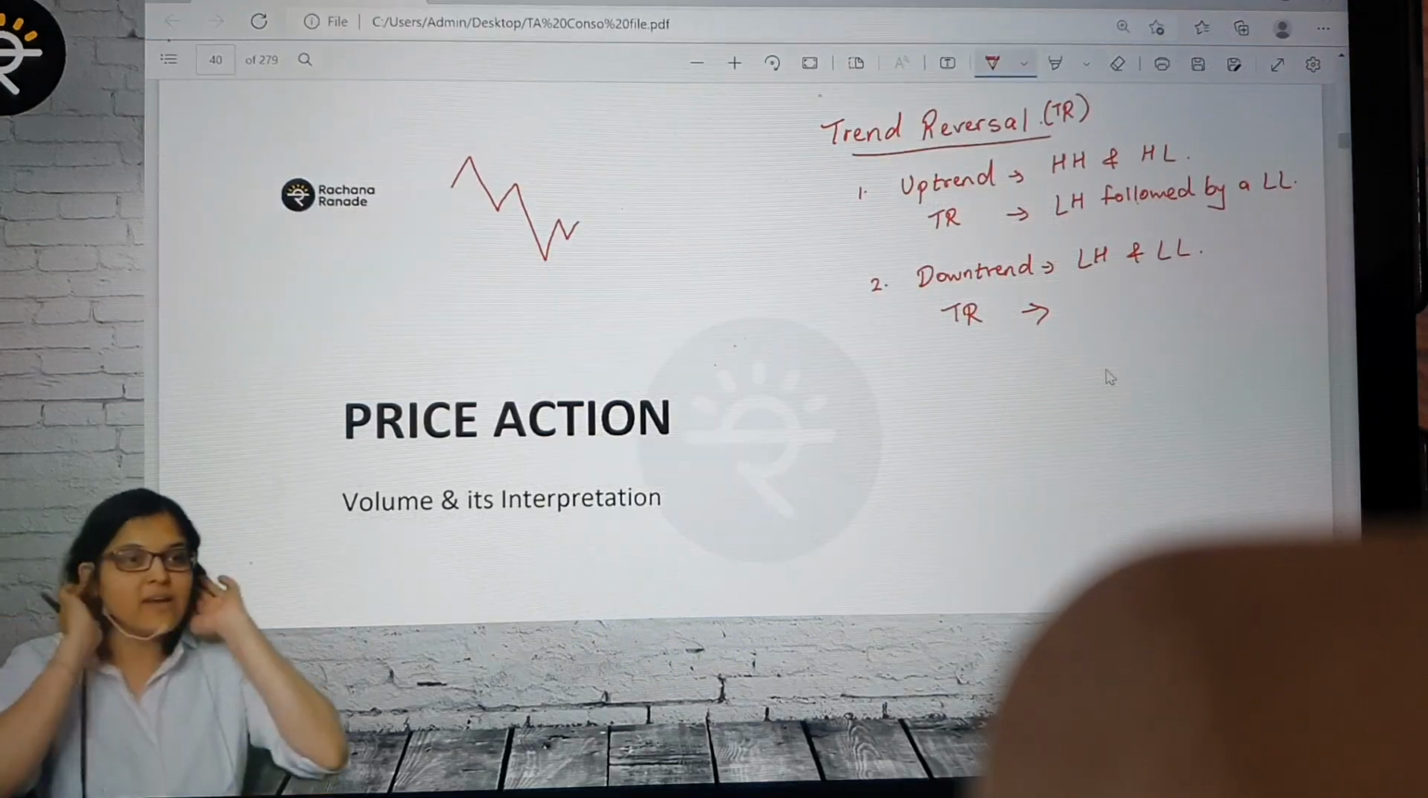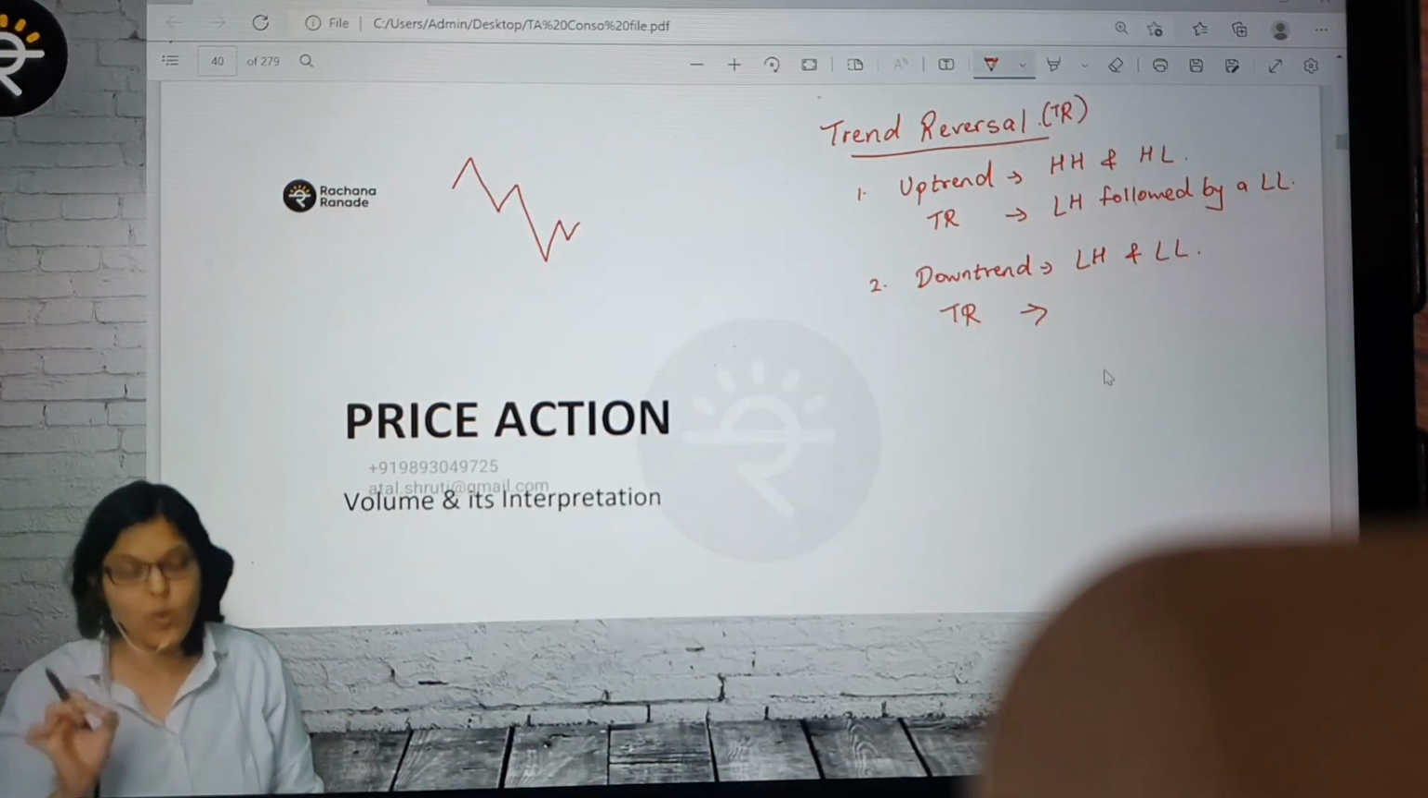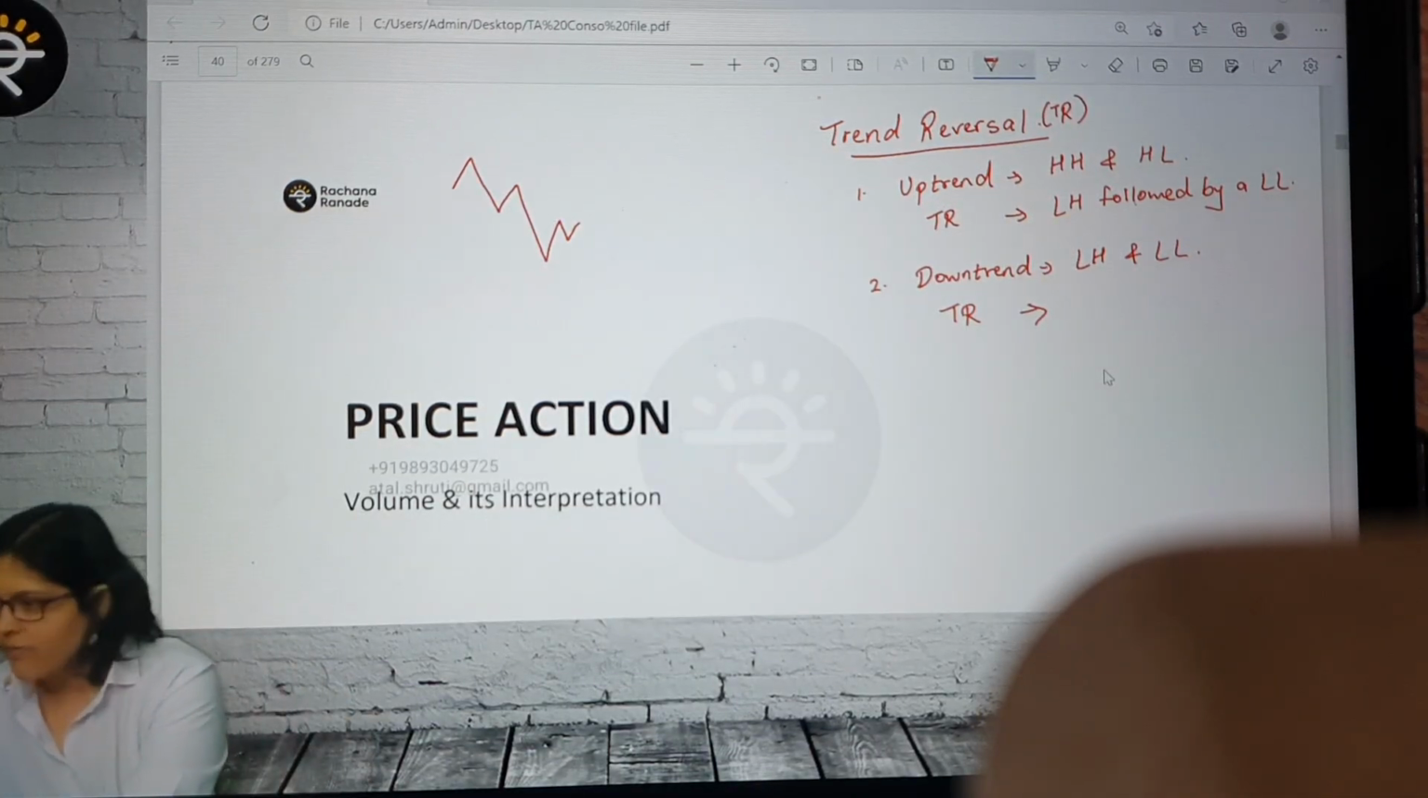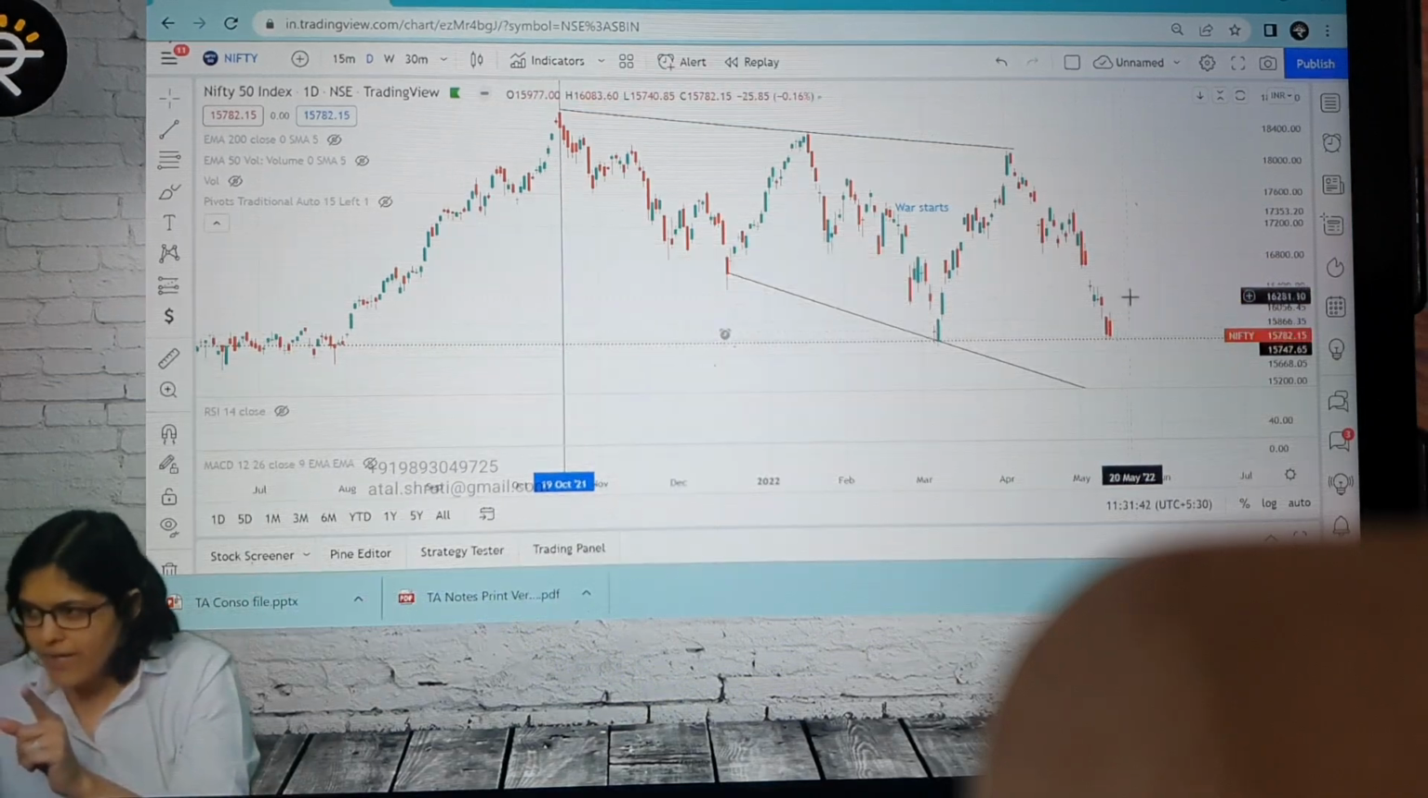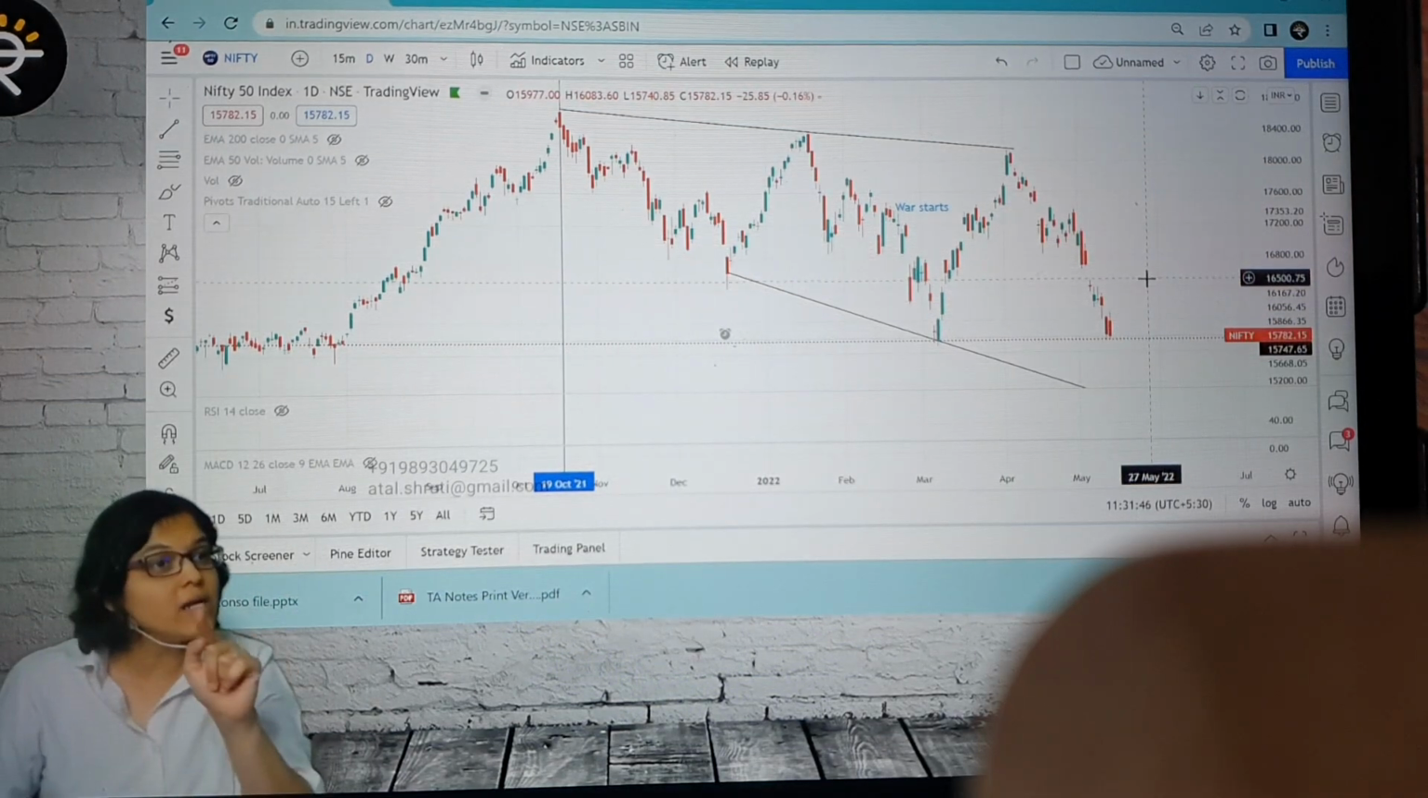Alright. So downward trend. Now, are we in a downward trend right now? Yes. When can we see a trend reversal? Everyone has to tell me. When can we see a trend reversal from here if the market bounces back? What happened? Higher low.